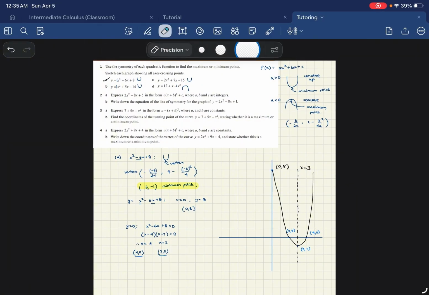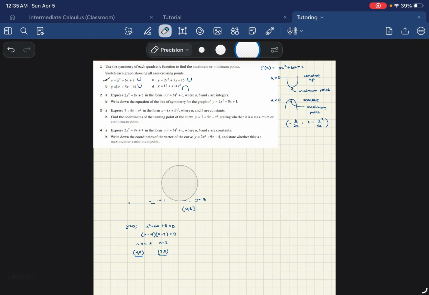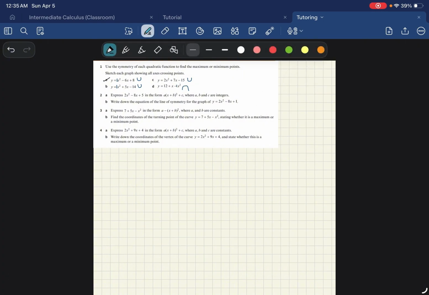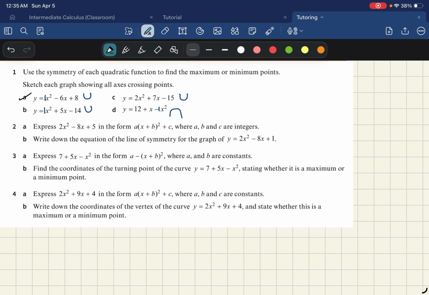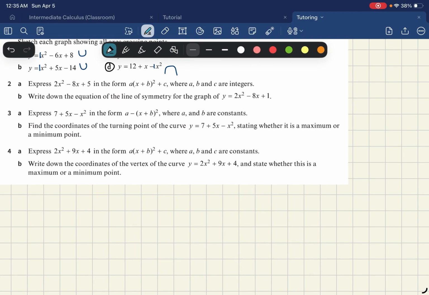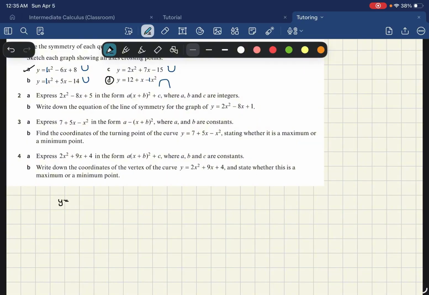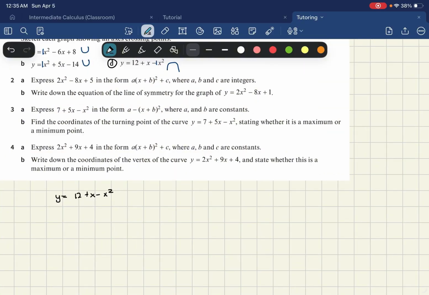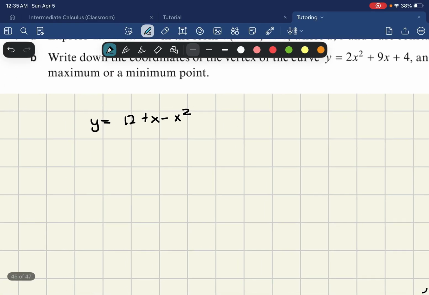We don't really have time to do all of the questions. And again, some of these are not that easy to draw, especially when I don't have proper graph paper. So you won't do all of them. So let's do part D, and you can use the same method to try C and B. Part D gives me y is equal to 12 plus x minus x squared, right? So let's do it step by step.